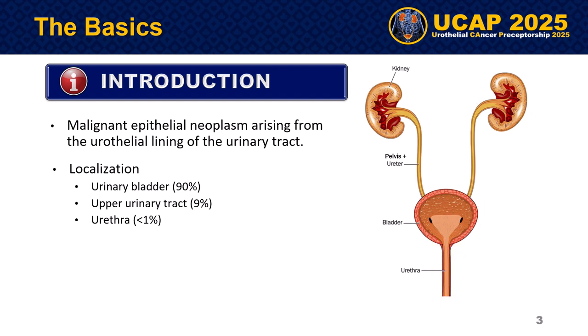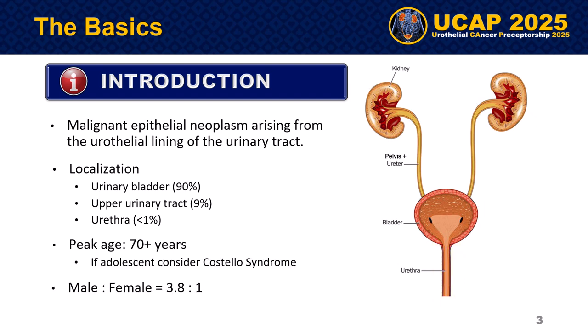The cancer occurs mainly in elderly males, and if found in young patients, you have to consider the rare genetic disorder of Costello syndrome, which is an inherited autosomal dominant mutation of the HRAS gene.